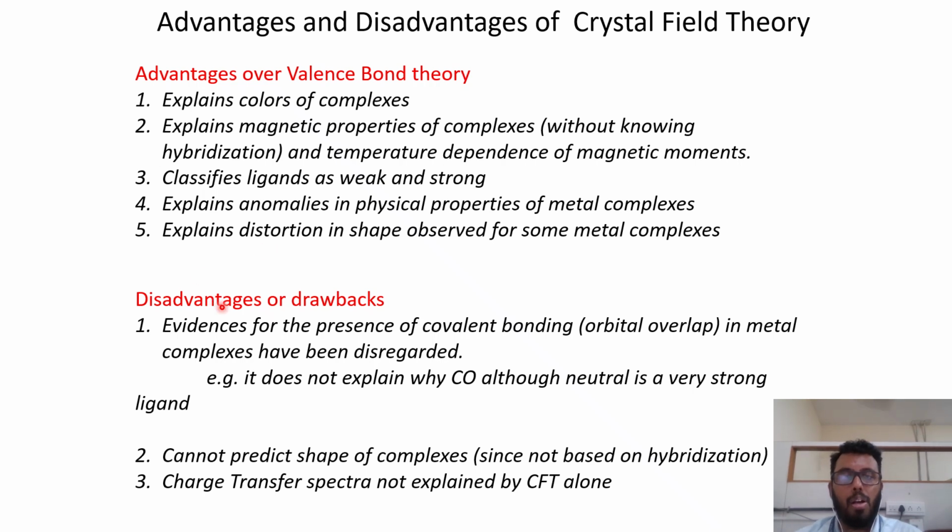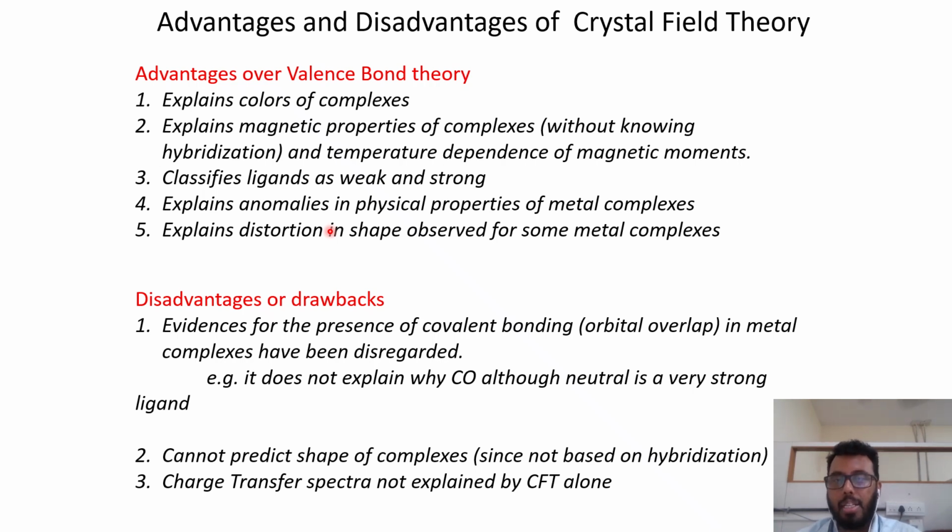Now, we are almost at the end of the crystal field theory. So I want to conclude the crystal field theory with the advantages and disadvantages of crystal field theory. This is the end of the crystal field theory part. What are the advantages of crystal field theory over the valence bond theory? It explains the colors of the complexes. It explains the magnetic properties of the complexes. We have calculated the magnetic moment. So without knowing the hybridization and the temperature dependence of magnetic moment, calculations or estimations are also possible.